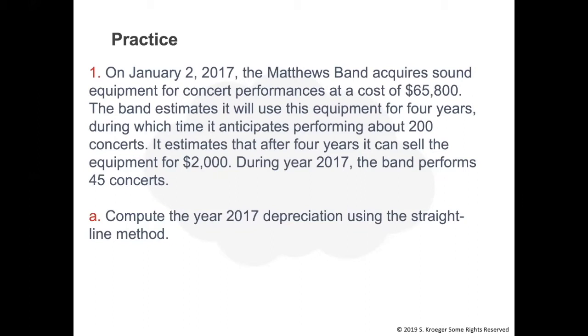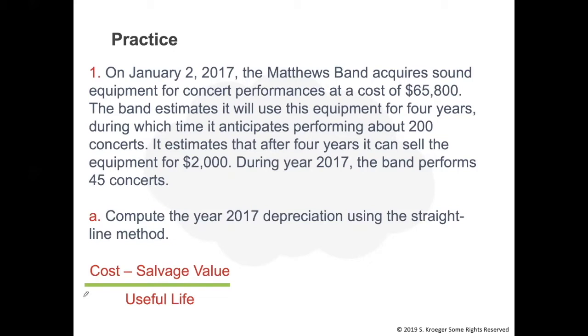Obviously, there's extra information here that we're not going to need for the straight line method, but it's here for use for the other methods when we get to it. For part A, we just want to compute the 2017 depreciation using the straight line method. As a reminder, this is the formula we need to use. Cost minus salvage value divided by the useful life.